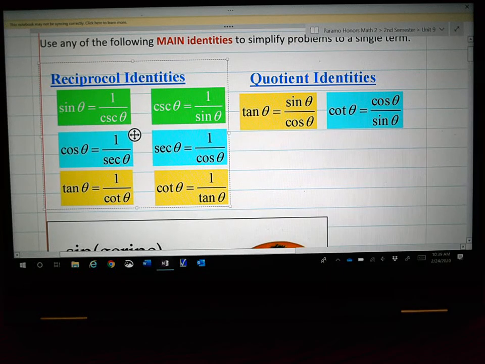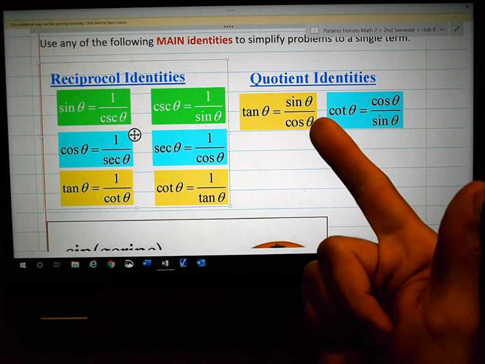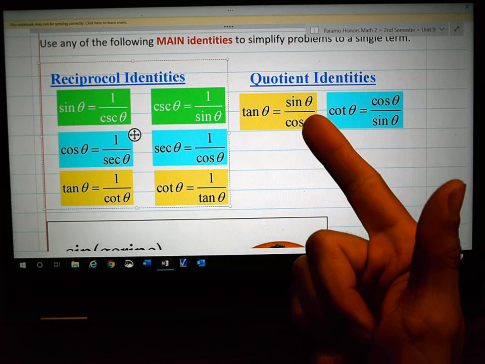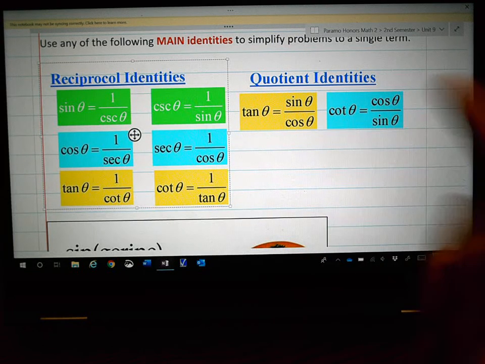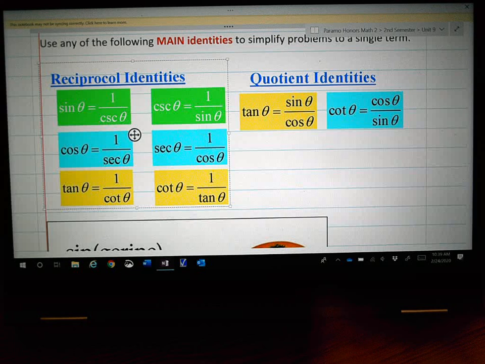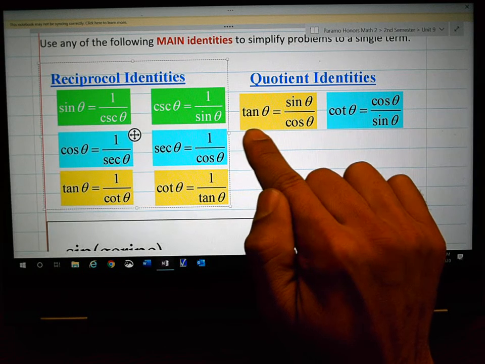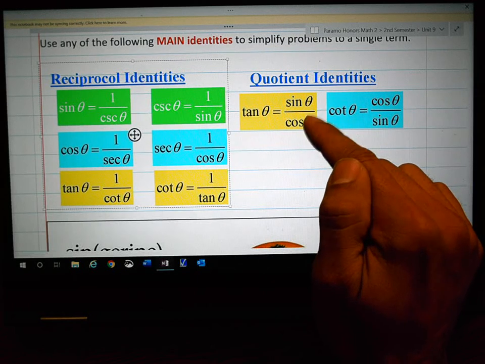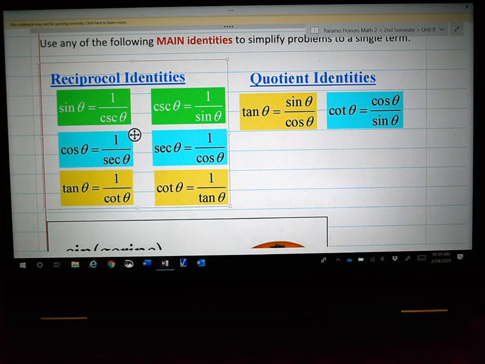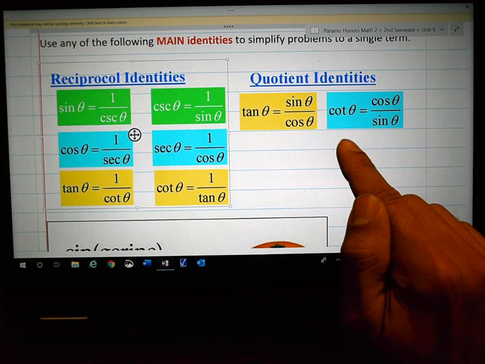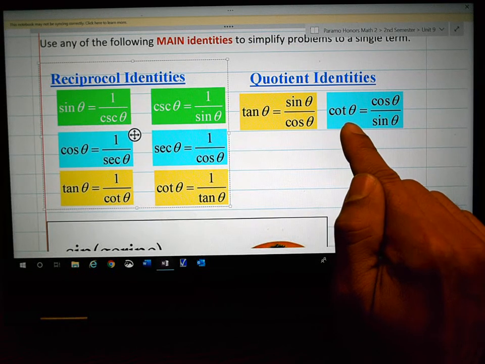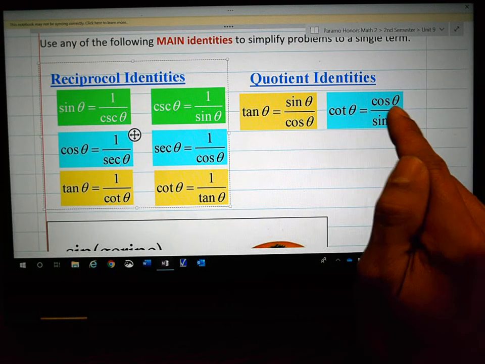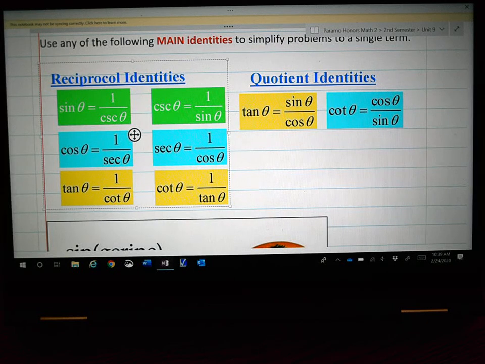You should also know which quotients are the same thing as each other as well. Meaning I can switch tangent of an angle into sine of the same angle divided by cosine of that angle. We learned that last unit. Or we can also switch cotangent of an angle to cosine of theta divided by sine of theta. So let's do a quick review.